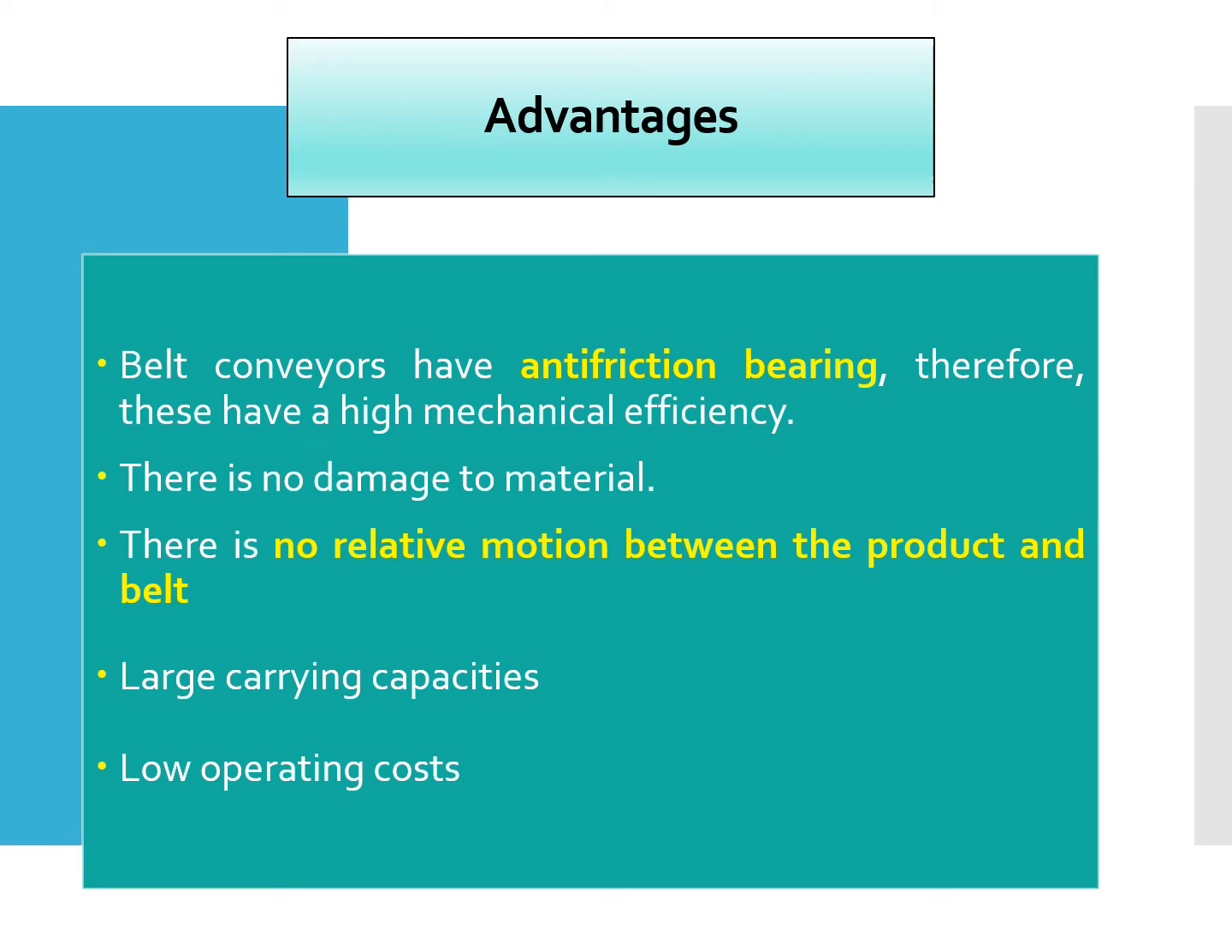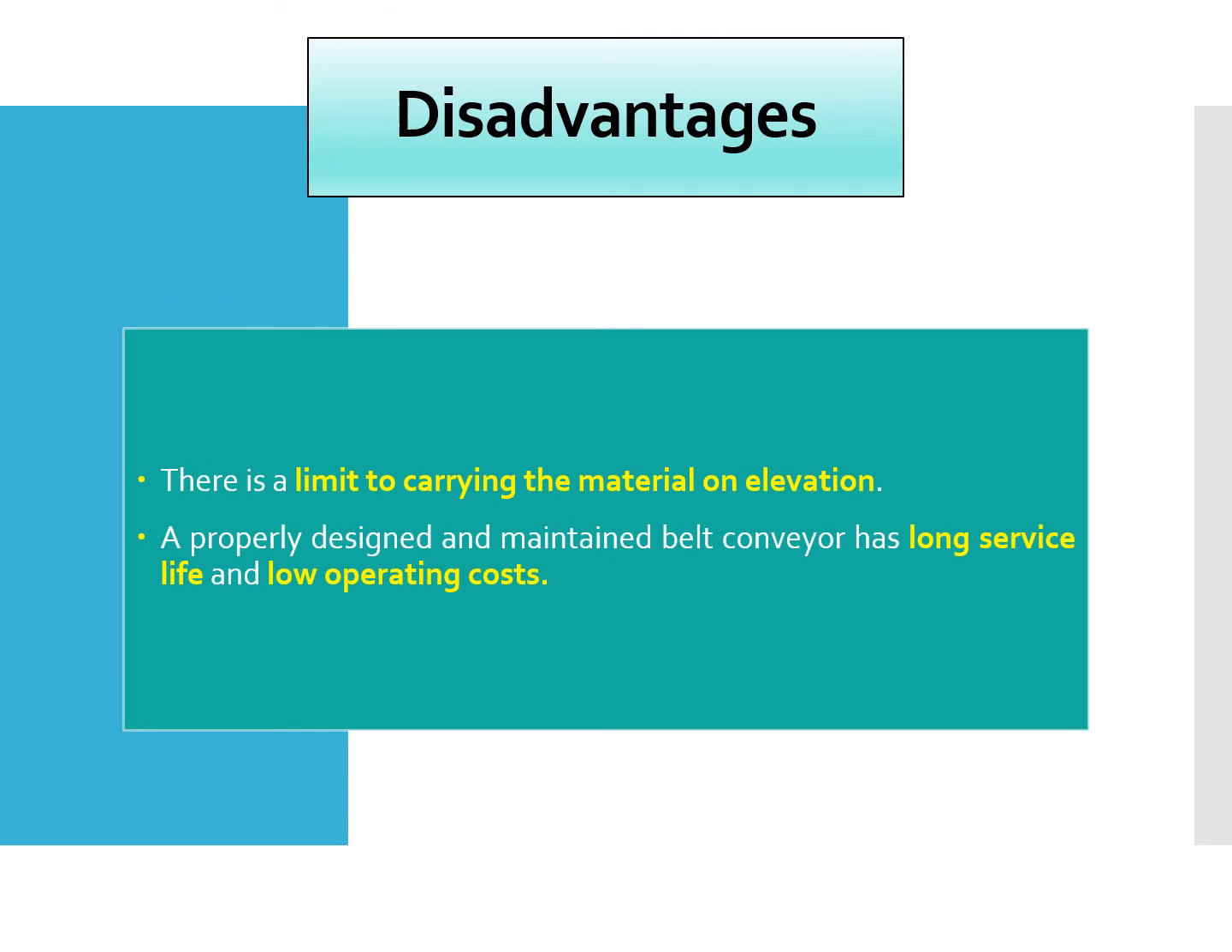Advantages of belt conveyors. Belt conveyors have anti-friction bearings, therefore they have a high mechanical efficiency. There is no damage to material. There is no relative motion between the product and belt. Large carrying capacities and low operating cost. There are also some disadvantages of belt conveyors. Those are, there is a limit to carrying the material on elevation. A properly designed and maintained belt conveyor has a long service life and low operating cost.